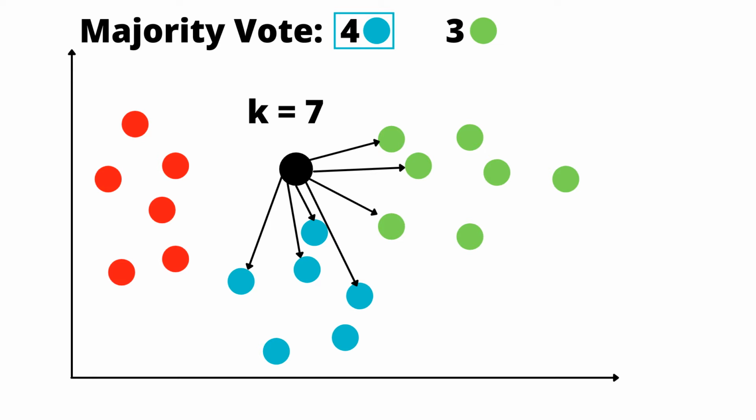If the majority is green, then our new data point that we introduced is green. If the majority is blue, blue, red, and so on. So the whole idea of the algorithm is we're trying to classify what class a certain data point fits into based on its neighbors, its nearest neighbors. That's why the algorithm is called K nearest neighbors.